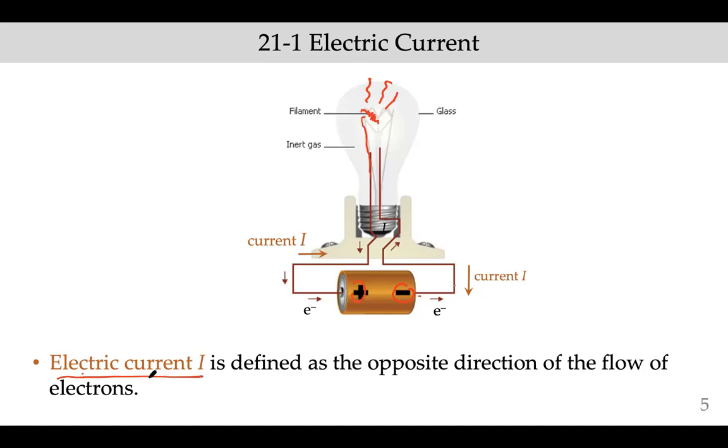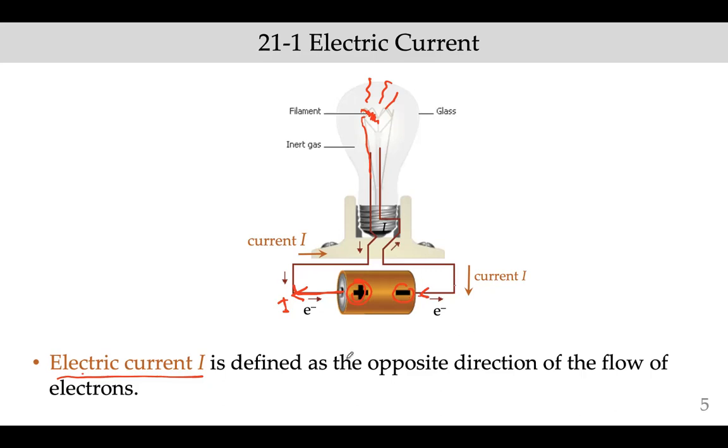But the electric current is defined historically as the opposite direction of the electron flow. In this case, electrons are flowing counterclockwise, so they go this way. But the electric current is defined in the opposite direction, so the electric current is defined clockwise here. In other words, we always consider electric current to go out from the positive terminal this way and go into the negative terminal. So this is just a definition.